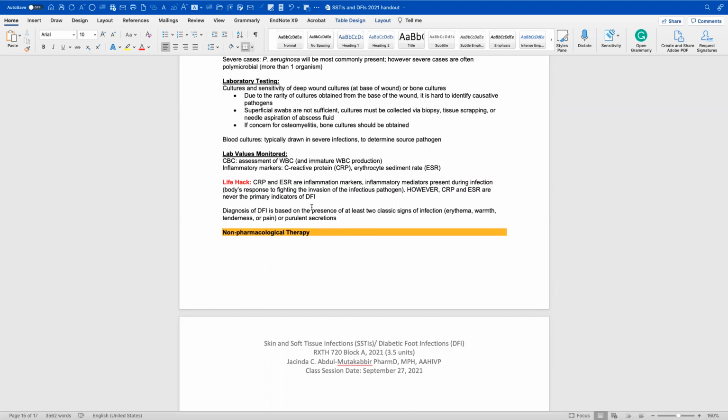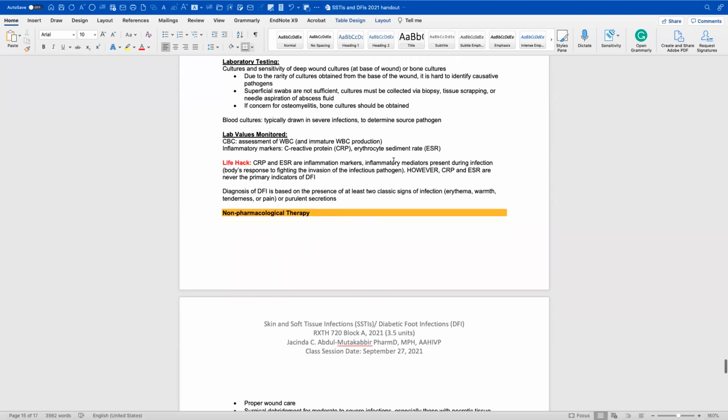Due to the rarity of cultures obtained from the base of the wound, it is often hard to identify those causative pathogens. Superficial swabs are not sufficient, so cultures must be collected via biopsies, tissue scraping, or needle aspiration of that fluid. And if concerned for osteomyelitis, bone cultures should definitely be obtained. Typically, blood cultures are drawn in severe infections just to determine the source of the infection.